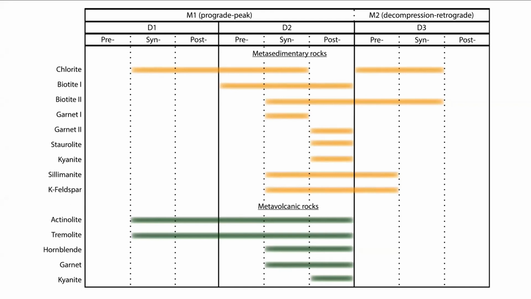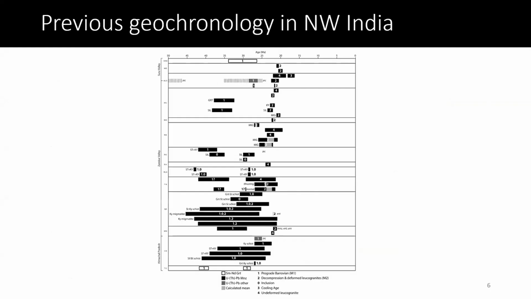This chart summarizes the microstructure relative to the deformation phases. What we can take from this is that in both metasedimentary and metavolcanic rocks, there are key porphyroblastic phases growing syn- to post-tectonically with respect to our D2 event, so our S2 fabric. What this means is that peak metamorphism is outlasting deformation. Let's keep that in mind when we move to the geochronology.